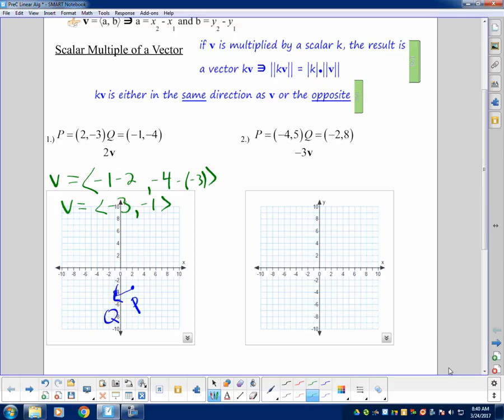You could probably do this by eye, but this tells you exactly the end point of the vector starting at the origin. By just subtracting the x-coordinates and subtracting the y, you are translating it to the origin. So (-3, -1) is right here, and we're going to label that vector V in a different color.